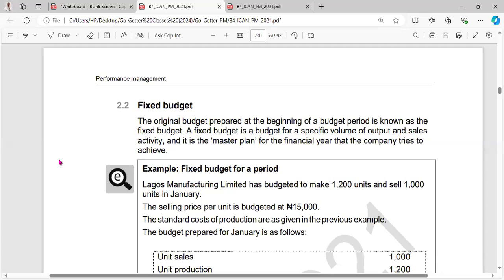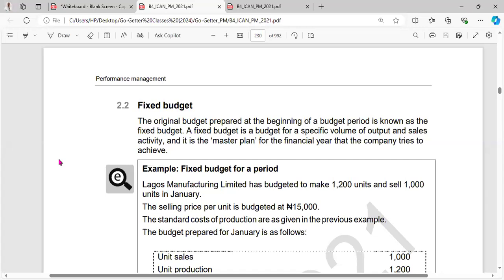The board, the management sat down and said, okay, we want to make a budget for the next year. We want to make 1 million units of sales for the next year. 1 million units of sales. That is the budgeted quantity.